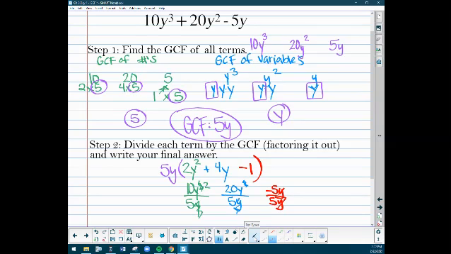Canceled out each other. That was random. Okay, so what I type into Delta Math is this right here: 5y(2y squared plus 4y minus 1). Then again, you can check by distributing. I'm not going to do that right now.